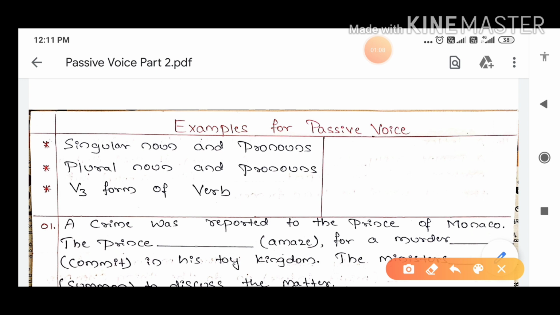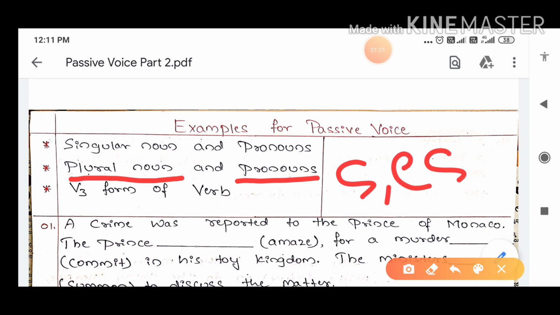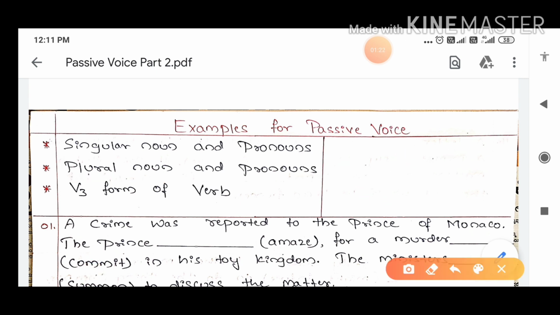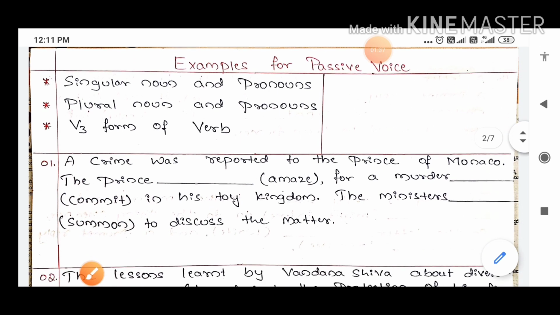And we also need to identify the plural nouns and pronouns in this kind of questions. And as I said, plural nouns, more importantly, end with either s or es. And more importantly, we must also be able to identify the V3 form of verb, which is also called the past participle. V1 is usually given in the question. So with this background, now let us move on to the examples regarding this kind of questions.